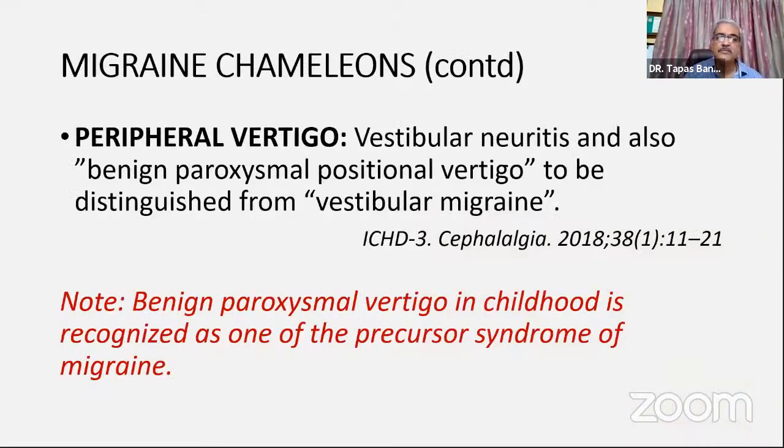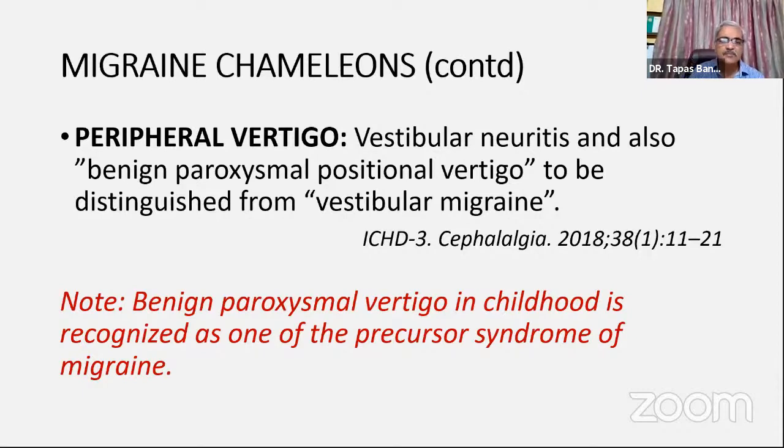Another chameleon is peripheral vertigo. Now, in many patients, acute attack of vertigo can happen in vestibular neuritis, or benign paroxysmal positional vertigo, transient vertigo when they turn the position of the head. But if somebody is a migraine sufferer, vestibular migraine, acute onset vertigo, with headache not there during or at other times, may be the presenting feature. So one has to be very aware of whether they are dealing with a vestibular neuritis or a vestibular migraine. Because if you think this is a vestibular migraine, migraine prophylaxis can be a very effective treatment for this.